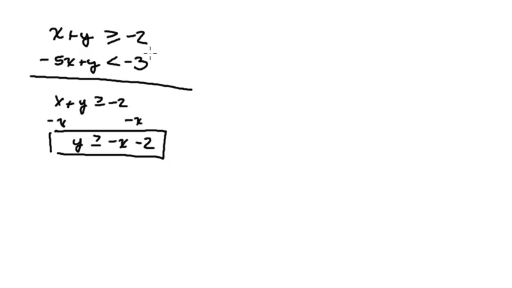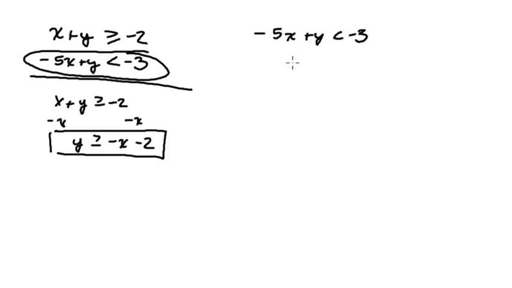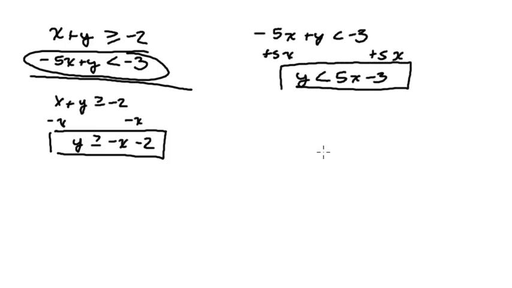Now I'm going to take the second one right here and solve it for y. Negative 5x plus y is less than negative 3. Add 5x to both sides. Y is less than 5x minus 3.